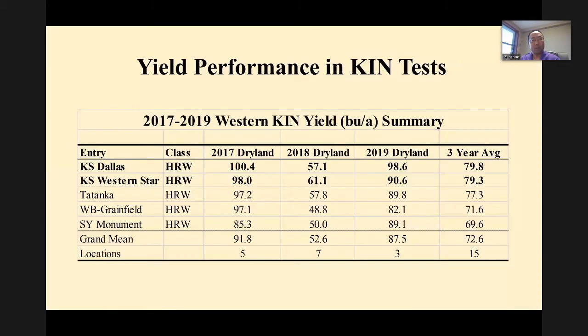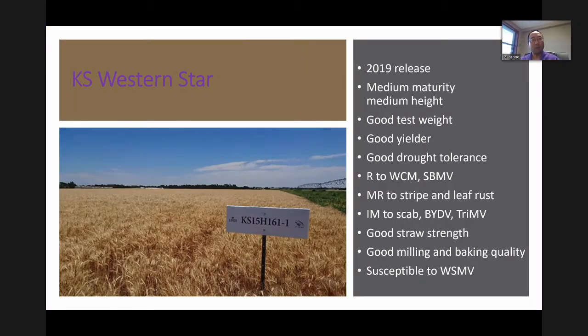So the next one is KS Western Star. It was released almost the same year as KS Dallas. It's a new one, and its maturity and height are similar to Dallas and Tatanka.